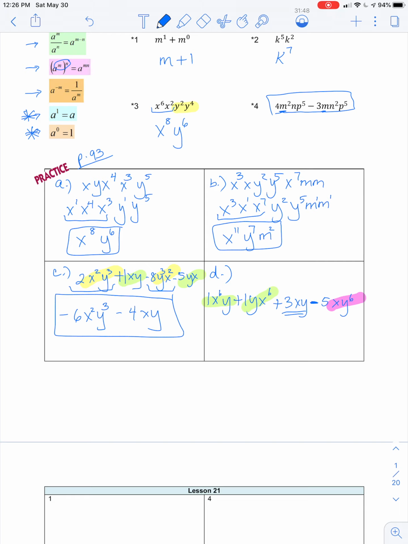All right, so let's put these two together here. So I have 2x to the 6th power times y. I have plus 3xy minus 5xy to the 6th power. And that's the answer to that problem. I hope that makes sense.